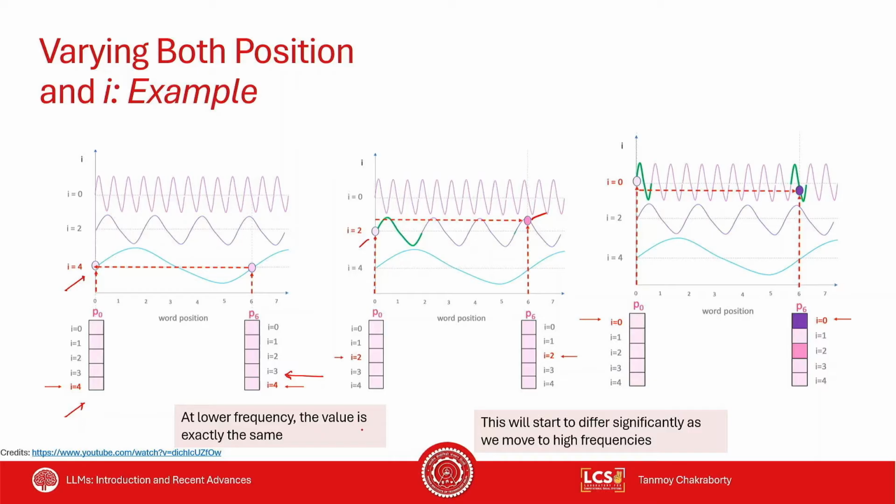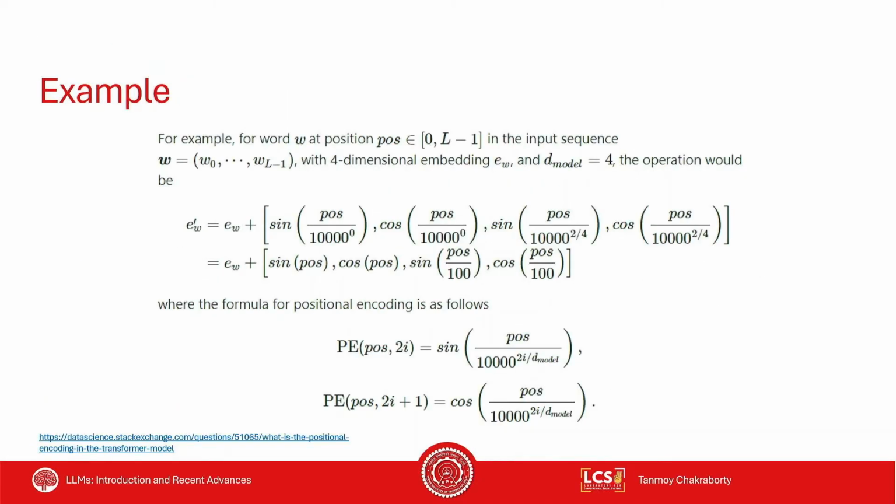So at low frequency, the value is exactly the same. This will start to differ significantly as we move to the high frequency zones. Okay, so now the original transformer paper, they used a combination of sine and cosine, right? So this is the formula that they used.